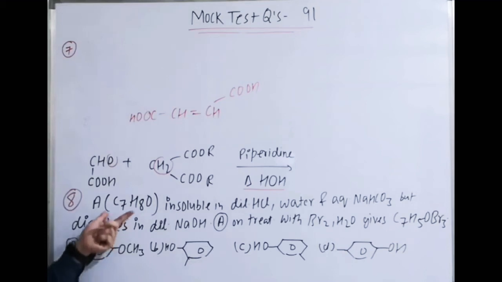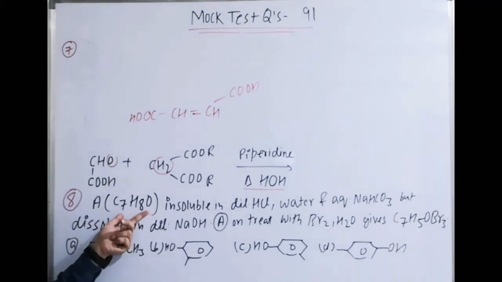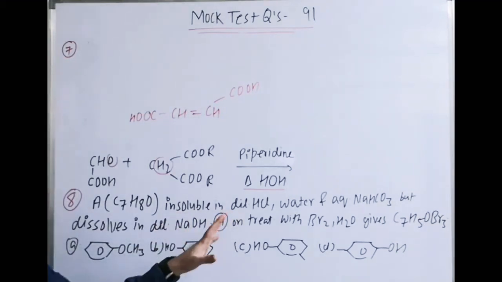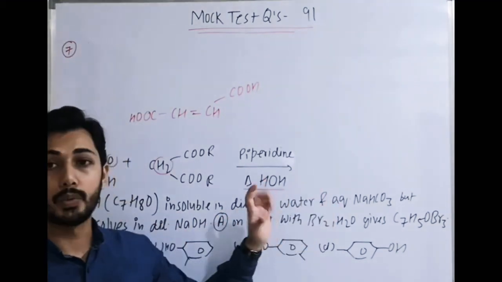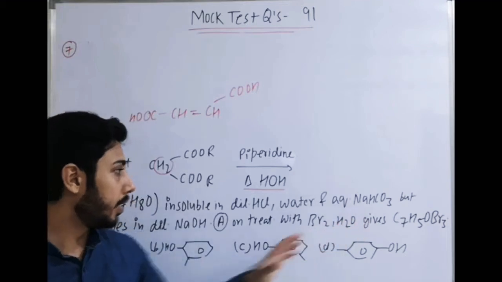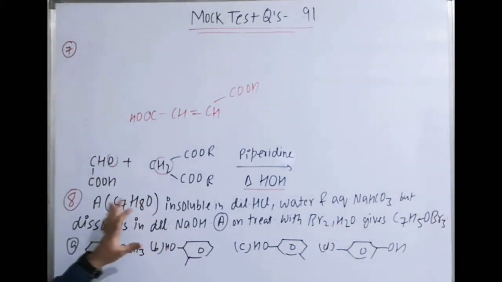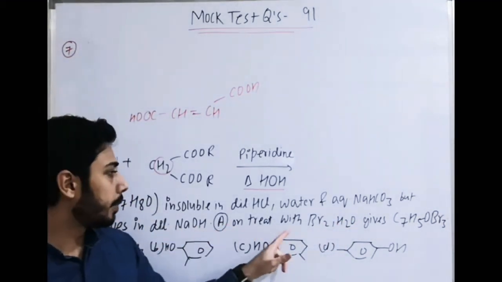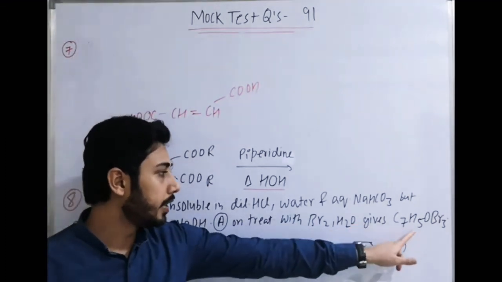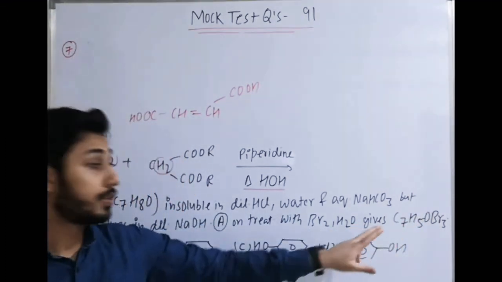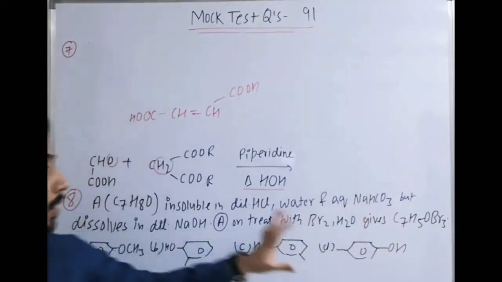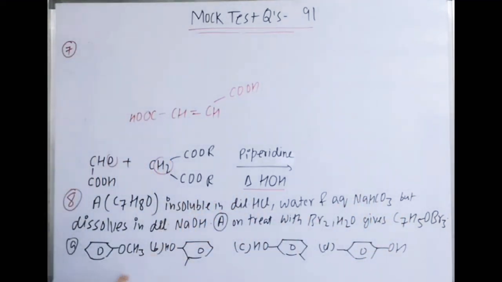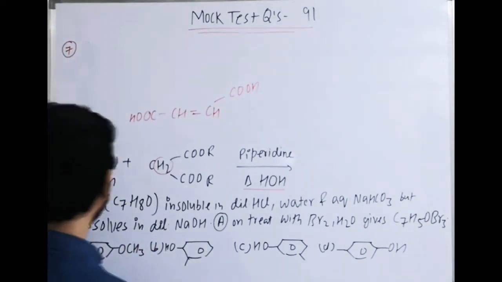Next question is identify the structure of A, C7H8O. The information is this is insoluble in dilute HCl, insoluble in water, insoluble in aqueous NaHCO3, but it is soluble in dilute NaOH, which is compound A. A on treatment with Br2/H2O gives C7H5OBr3, that is 3 Br are introduced. Now think about this information, and these are the options given, and then select which is the correct one. Think, and I am answering it. You can pause this video in the meantime.